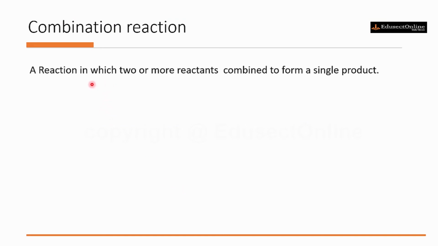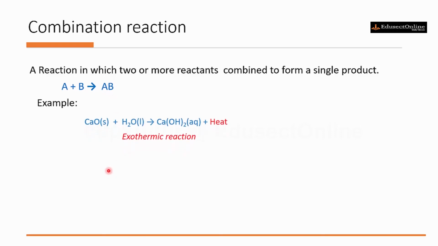Combination reactions are reactions in which two or more reactants combine to form a single product. For example, calcium oxide reacts with water producing calcium hydroxide and heat. That means two reactants combine to form a single product. Since a lot of heat is generated in this reaction, it is called an exothermic reaction. Exothermic reaction means a reaction in which heat is generated.